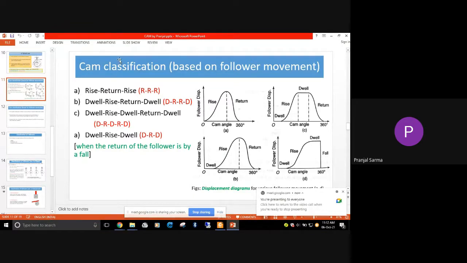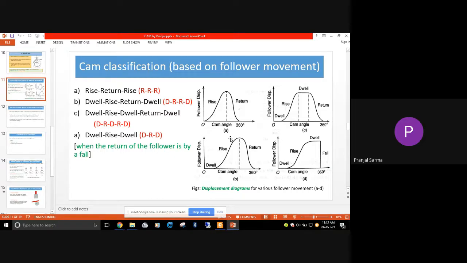There we have seen we can have RRR, DRRD, that is rise, return, rise. That means we can start with a rise stroke, then we go for the return stroke. This kind of diagram, where we show the cam angular displacement along the x-axis and the follower displacement along the y-axis, is known as the displacement diagram.